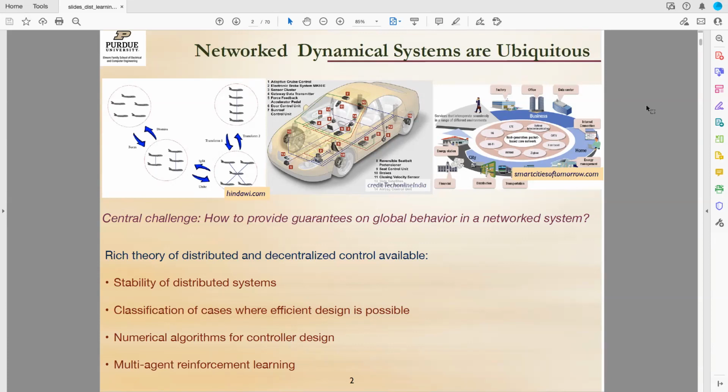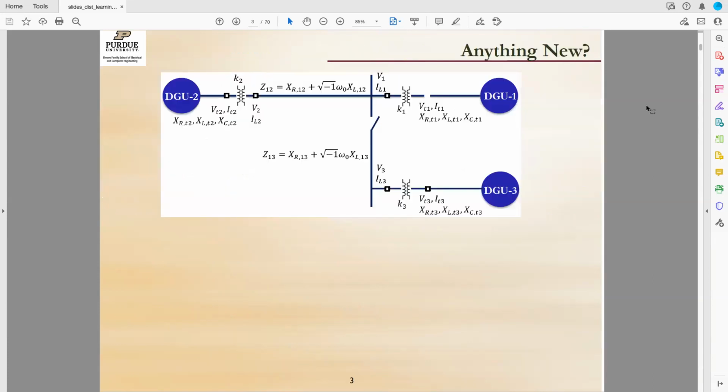Numerical algorithms for controller design when efficient optimal design is not possible. And recently, people have also realized that if models are not known and so on, multi-agent reinforcement learning provides a very rich set of tools, a very powerful set of tools to solve this problem. So one question may be, well, is there anything new in this field? And since I'm going to talk for at least an hour about this, there should be something new and exciting.